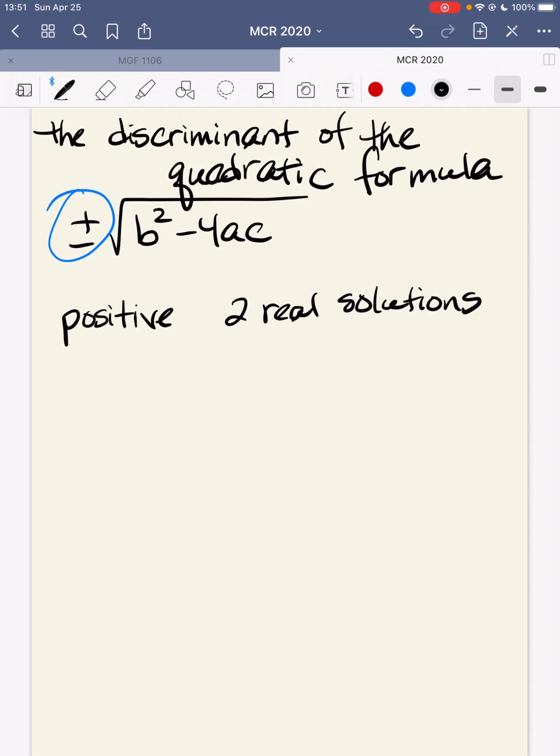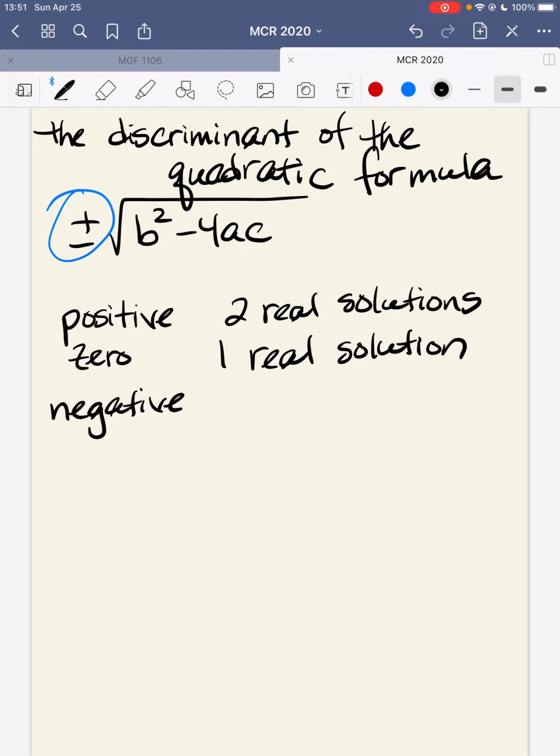If the square root ends up being 0, we're going to have 1 real solution. All right. And if underneath the square root is a negative number, and we haven't really dealt with it, well, we know negatives under the square root are not real or do not exist, and we're going to say these are 2 non-real solutions.